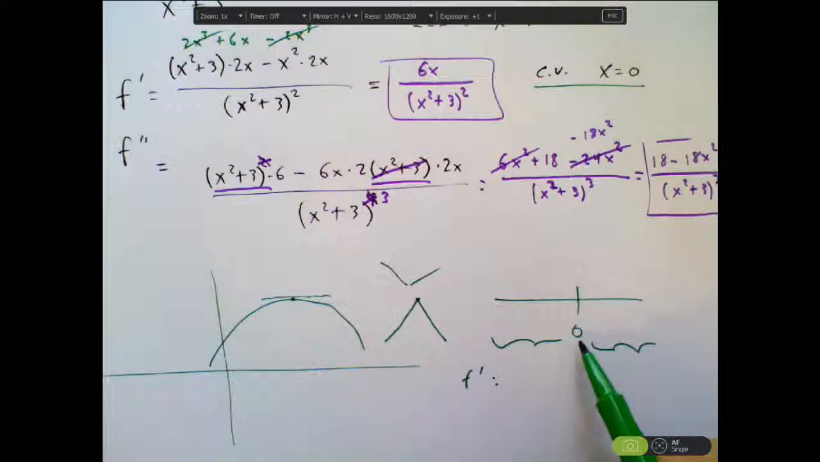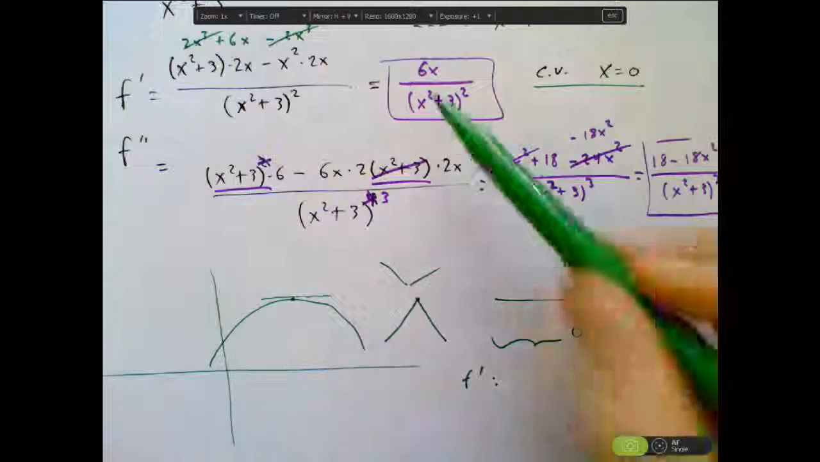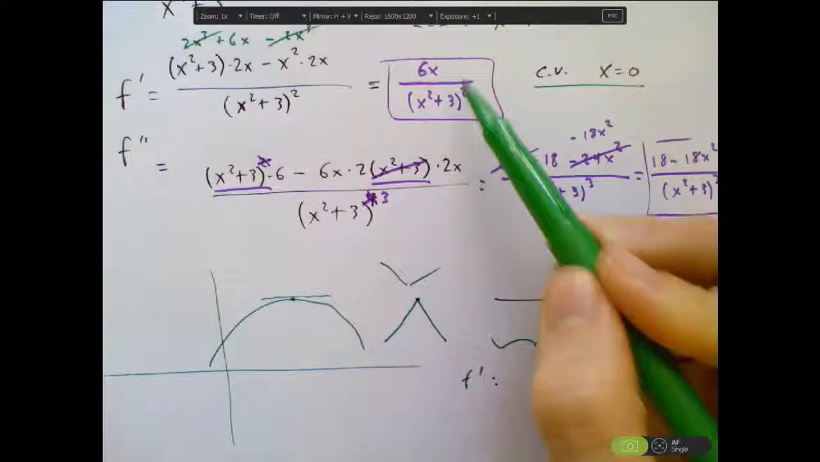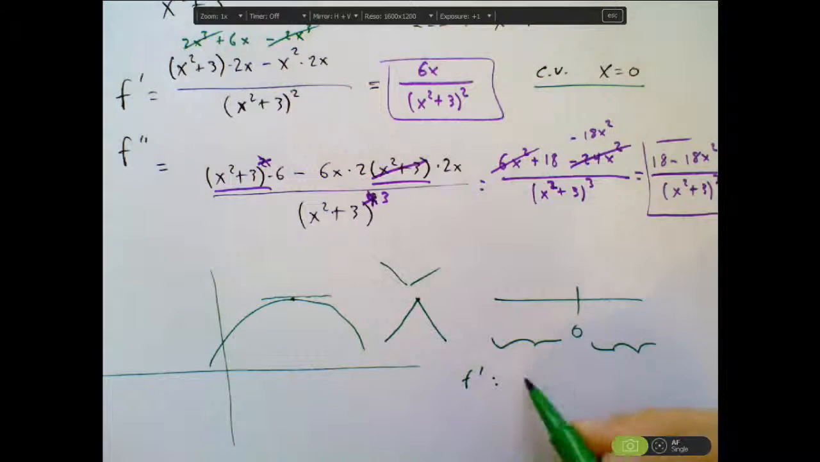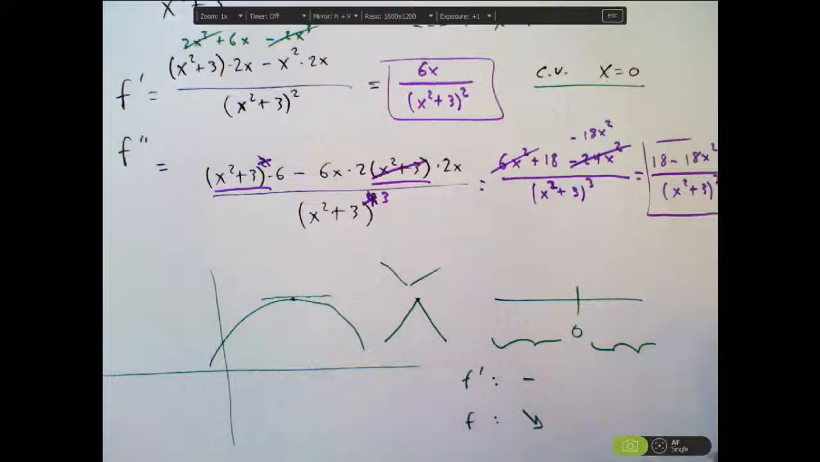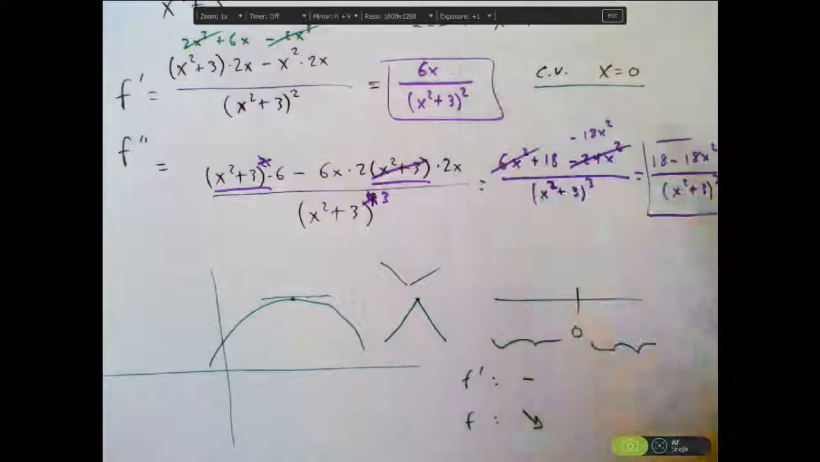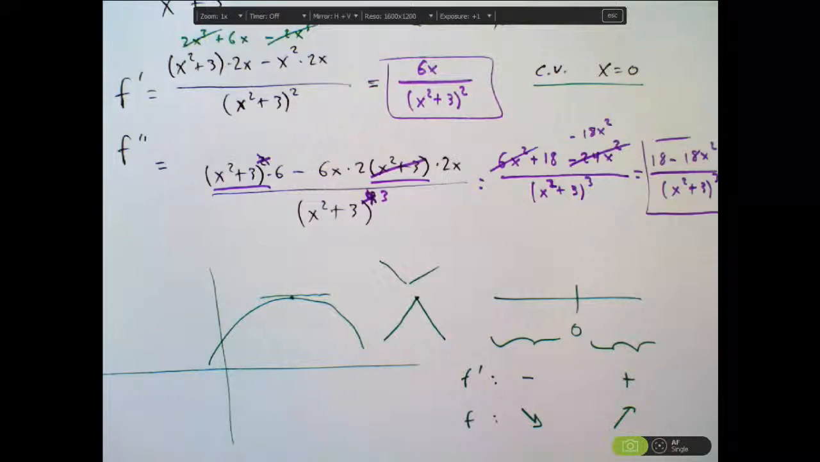So what that means is that when x is less than 0, I've got a negative number in the numerator divided by a positive number, so overall f prime is negative, which means that f should be decreasing on that interval. And when x is larger than 0, I've got a positive number over a positive number, which means f prime is positive, which means f should be increasing in that interval. So that tells me that at x equals 0, I've got a local minimum.